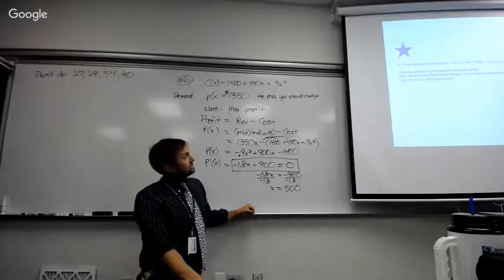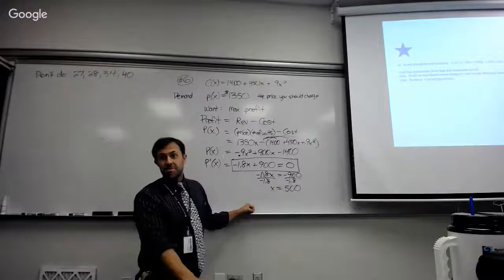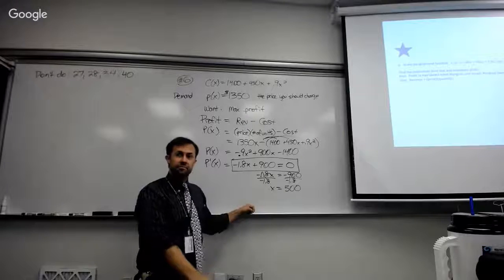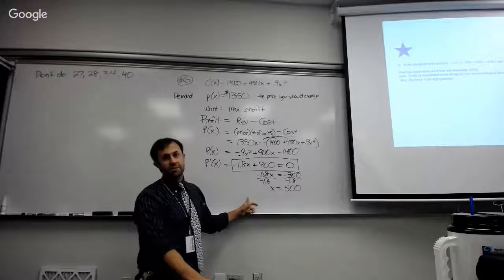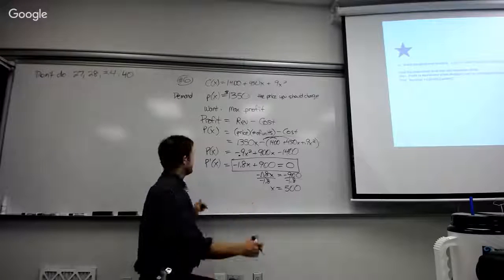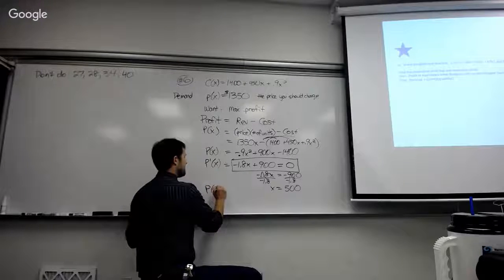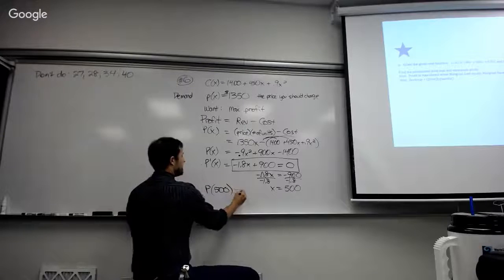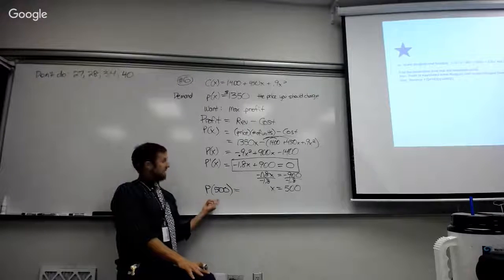Technically, we've already answered the question. It said find the production level that will maximize profit. What's our production level? 500. But let's go one step further and actually state what that profit would be. So what would the profit be at 500? So right then, you could go ahead and write P of 500.